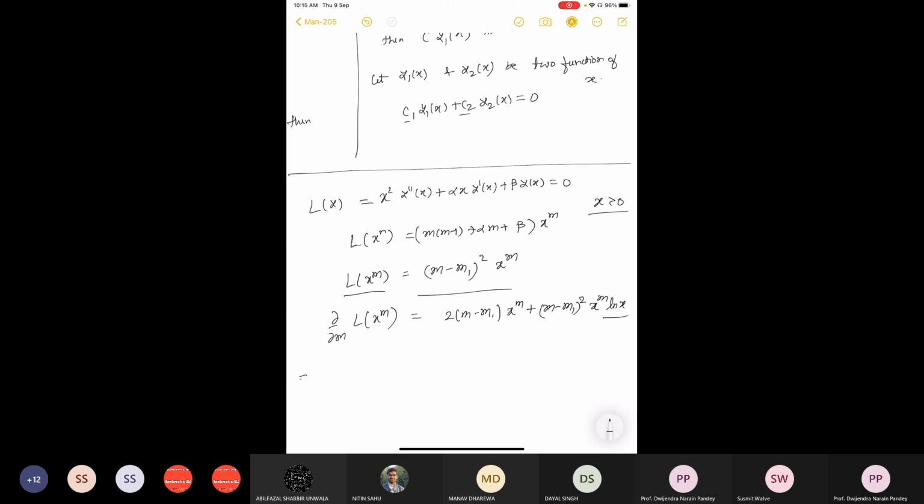Is that okay? And now here, L is an operator like this, so we can take the derivative with respect to m inside also, right? So we can write L of x to the power m ln x is equal to 2m minus m1 x to the power m plus m minus m1 whole square x to the power m ln x. Is it okay? Is there any problem here?